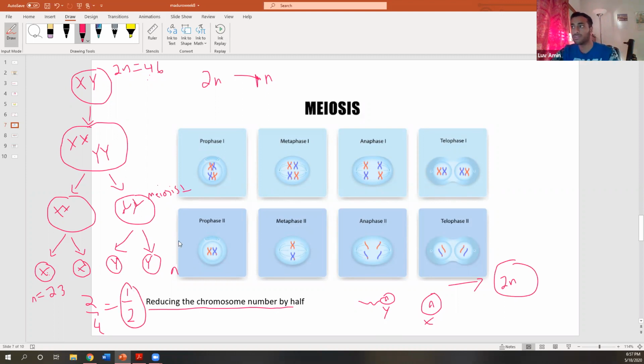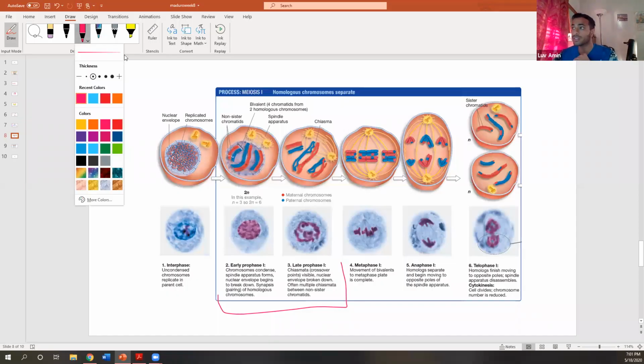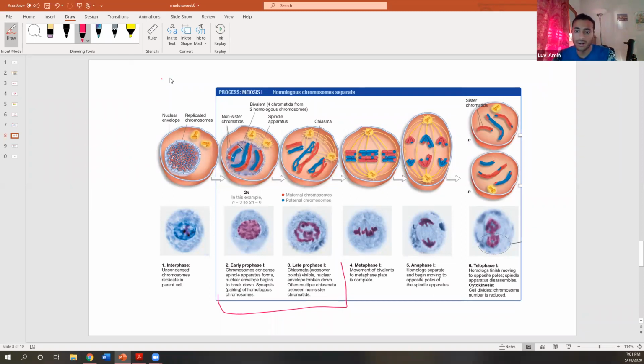So this is a brief overview of meiosis. The main thing is to understand that we're going from a diploid to a haploid, right? And there's 2 phases, right? Meiosis I and meiosis II, and we'll get into that further right now. All right, so let's get into the details of meiosis, all right? The meiosis, as we said earlier, is split into 2 stages, meiosis I and meiosis II. Meiosis I is when homologous chromosomes separate, right?